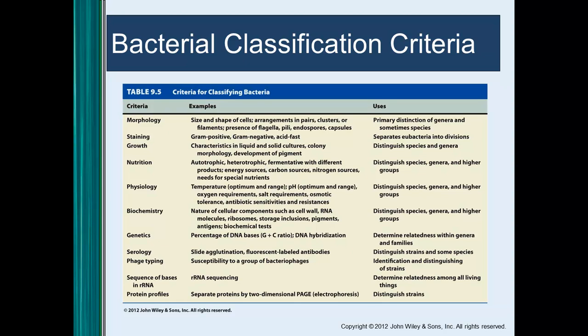Some examples of these can include staining reactions, especially the Gram stain. We can also perform tests related to growth, nutritional requirements, physiology, biochemistry, genetics, and molecular analysis. These features include properties of DNA and proteins. And so by using these various classification criteria, we can identify an organism as belonging to a particular genus and species.